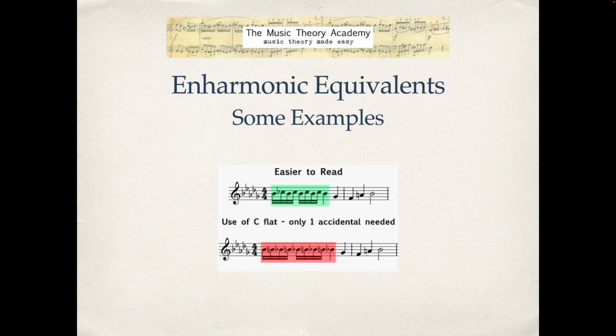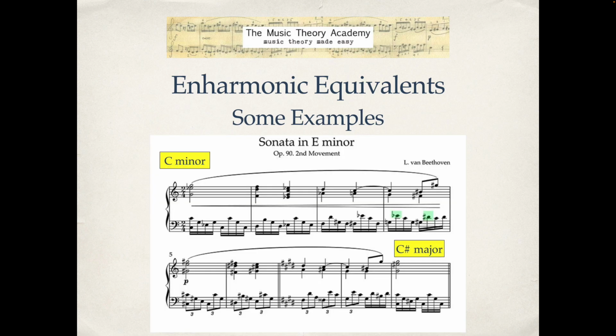So enough of my examples. Let's have a look at something from Beethoven. Here is his second movement of his sonata in E minor. It's a really fast passage, but it starts in C minor. Okay, but it moves through to C sharp major.